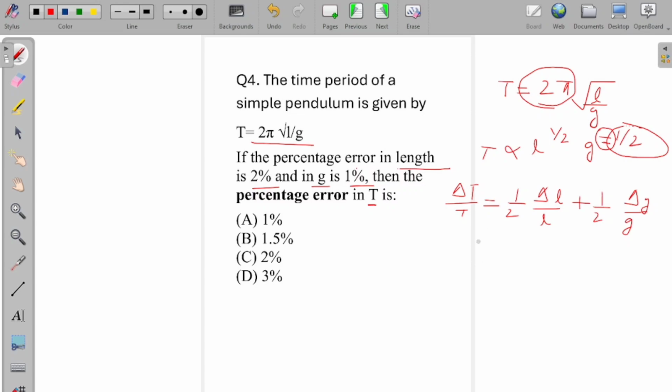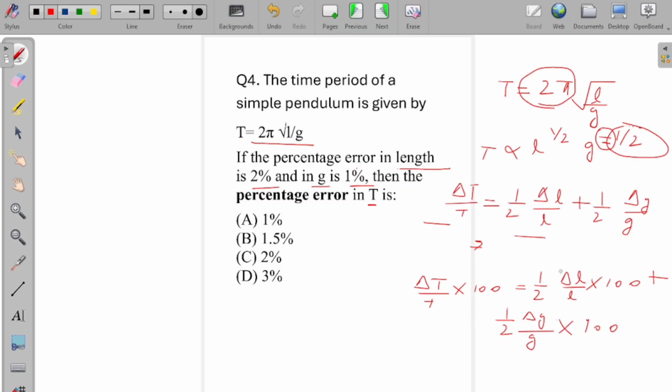Okay, so let's solve it further, put the values. We can convert this expression into the expression of percentage error, right? So first let's convert it into the expression of percentage error. Delta T by T into 100 is equal to half delta L by L into 100 plus half delta G by G into 100.